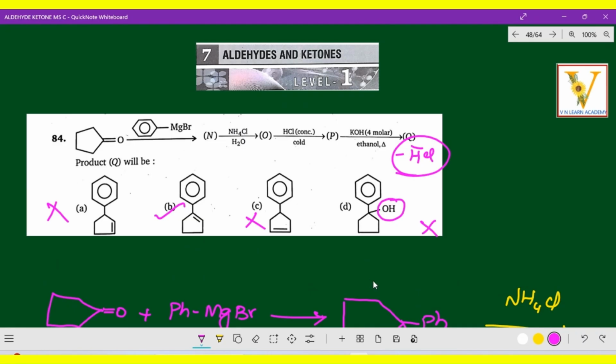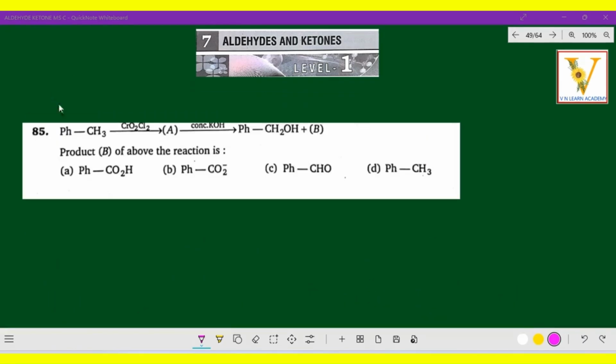Okay, the next question. Here, PhCH3 is toluene. Toluene combined with CrO2Cl2, which is chromyl chloride. That is a famous naming reaction. I hope by this time you know all the naming reactions, because they indirectly ask questions on naming reactions, for the board as well as at the competitive level.